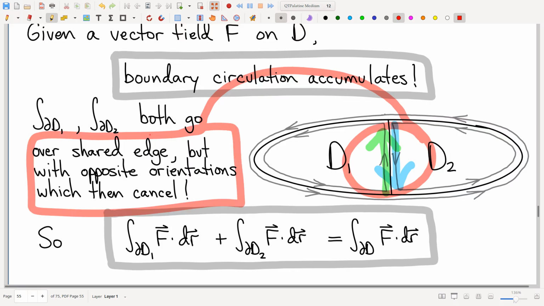But that problem is two line integrals over the same curve but with opposite orientations, and they cancel in a puff of smoke. The disparity is zero. There is no disparity. This works. And so boundary circulation is an accumulating quantity. Everybody see that? Super powerful idea. This is underneath kind of all of it. This is what's going to make Green's theorem work for us next time.